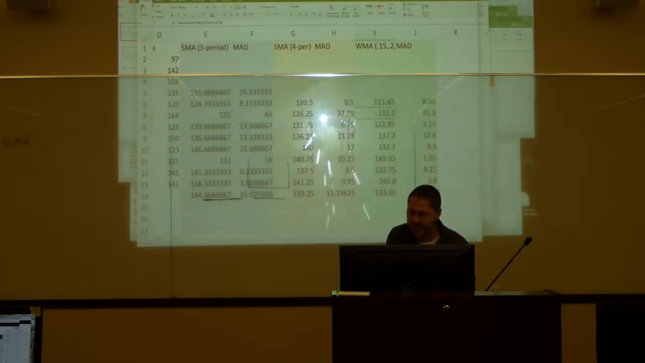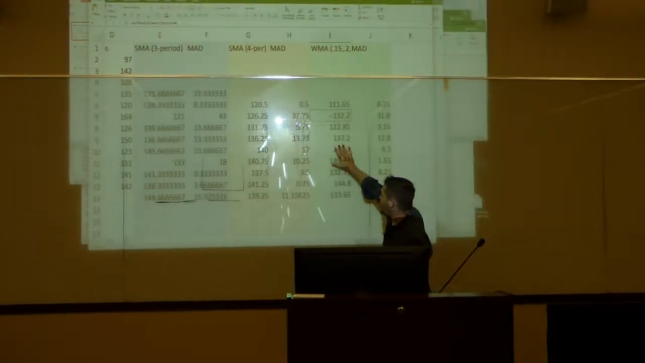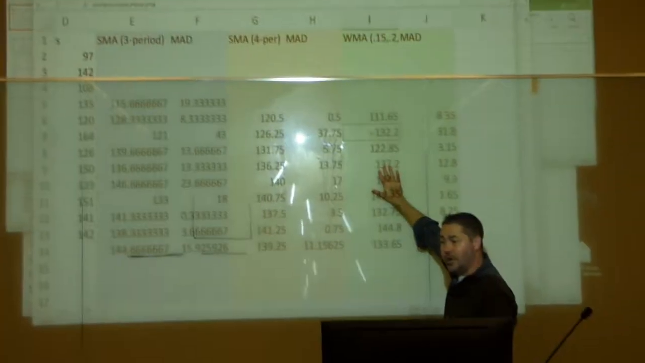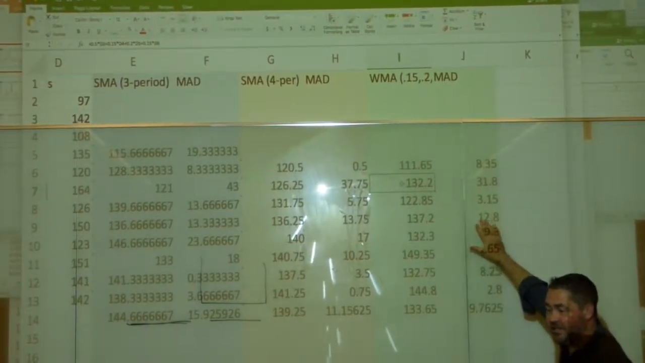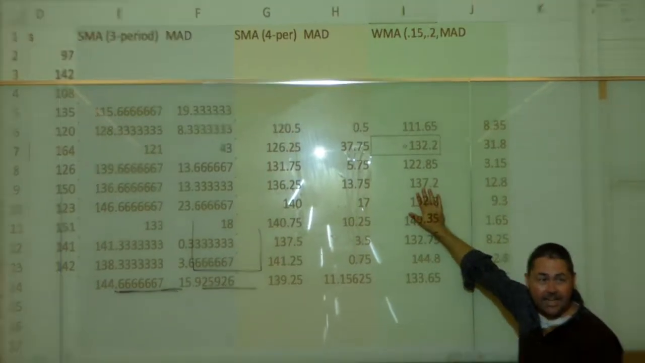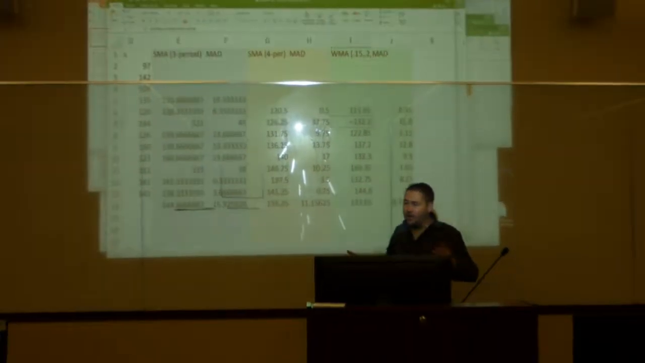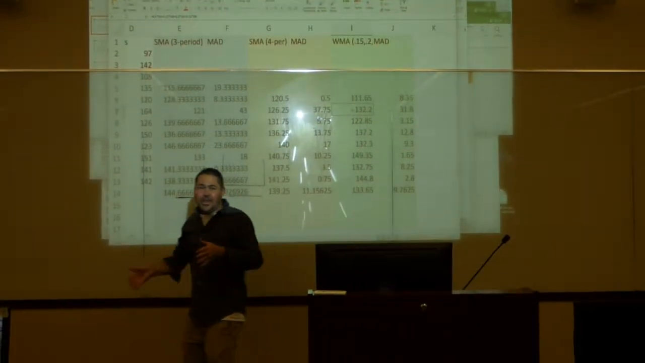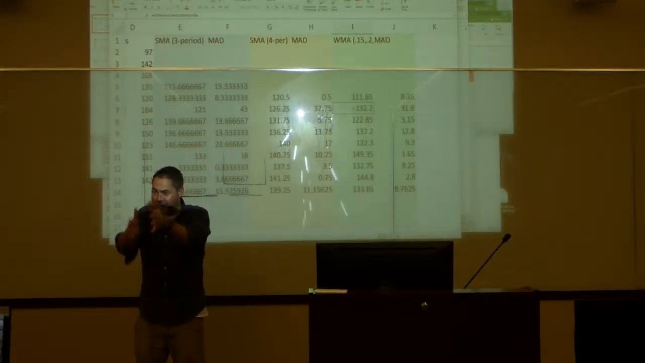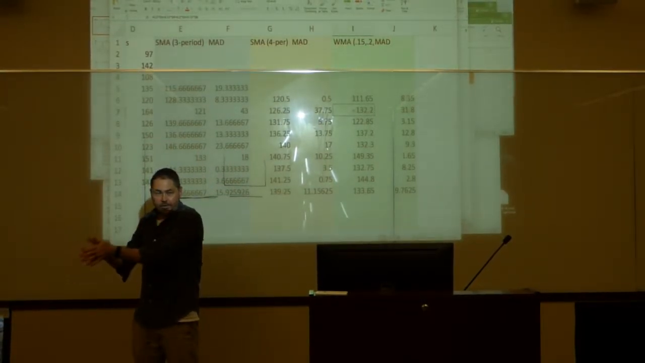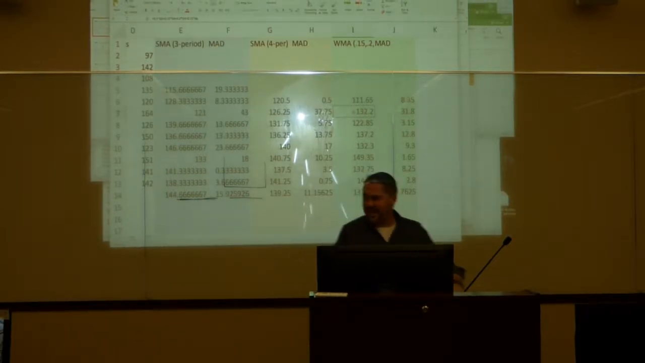Yeah, these are the forecast using a weighted average where I gave you the weights and the associated MADs with that technique. So I don't know how colorful you like your spreadsheets, but that's one way. These two are together. These two are together. These two are together. Does that answer you guys?